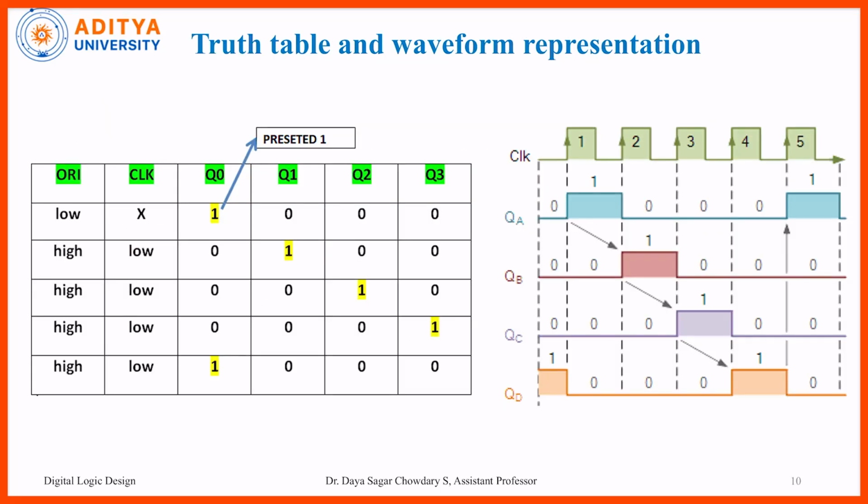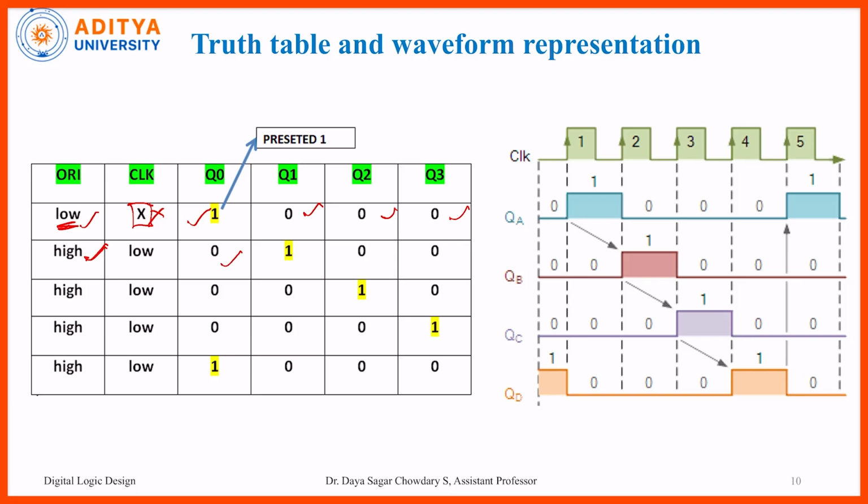Now coming to the truth table. Whenever the ORI, which is nothing but the override input, is low, irrespective of the clock signal, because for the clock signal we call it a don't care condition, there is no need to apply the clock signal. Even if there is no clock signal, we simply assign 1 to the first stage. That means Q0 is equal to 1 at that time for the low signal, so Q1, Q2, Q3 are at 0. Now if ORI is high, that means the preset and the clear signals are disabled.